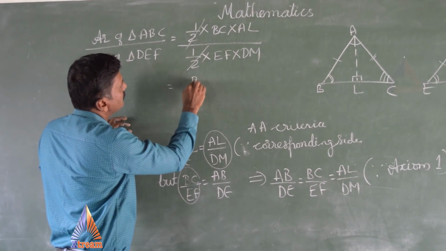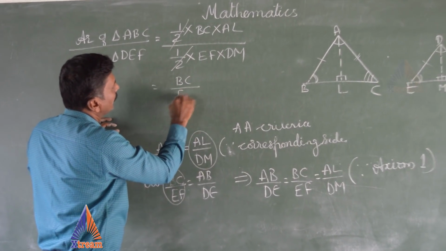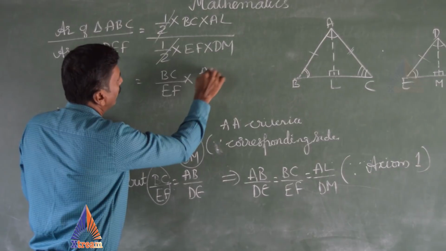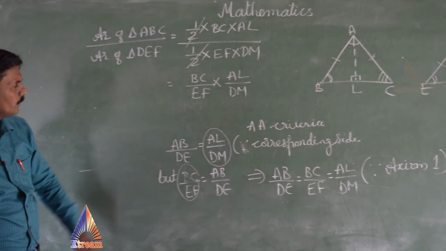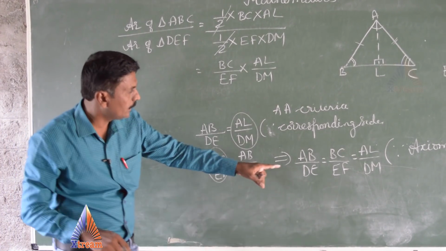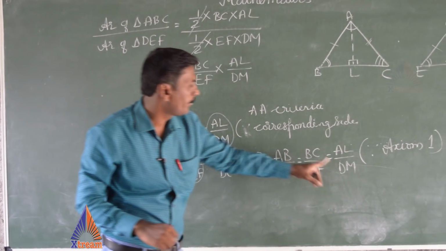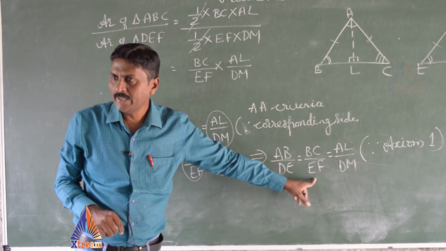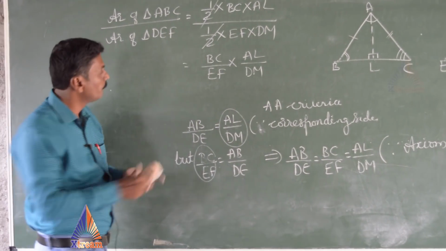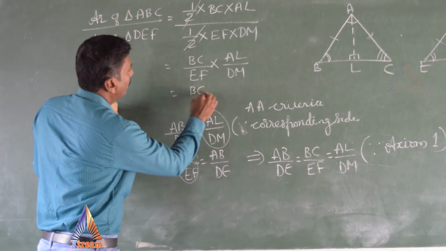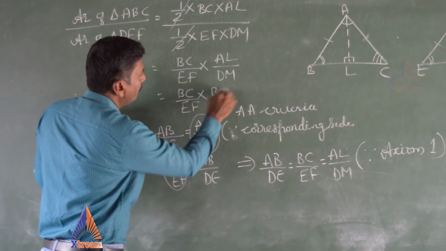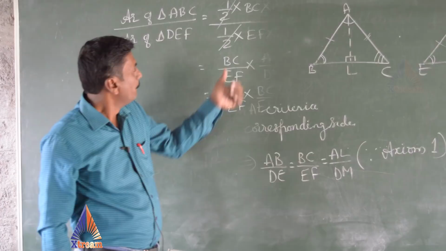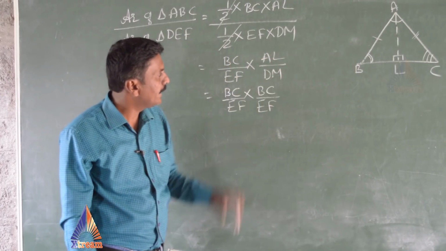1 by 2, 1 by 2 cancel. BC by EF into AL by DM. Okay. Earlier we proved that AL by DM is equal to BC by EF. Therefore, I write BC by EF into, instead of AL by DM, BC by EF.